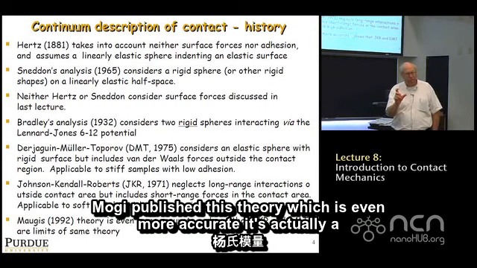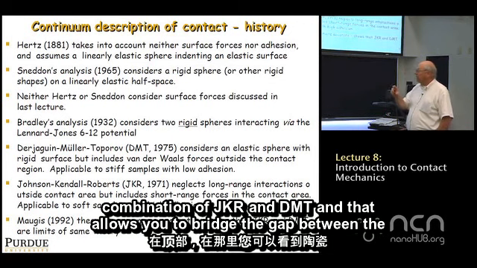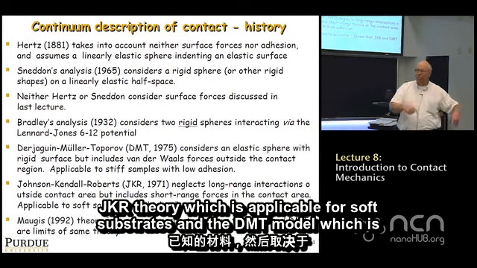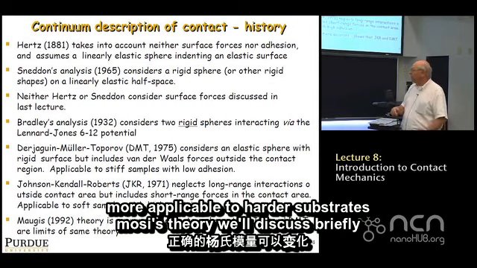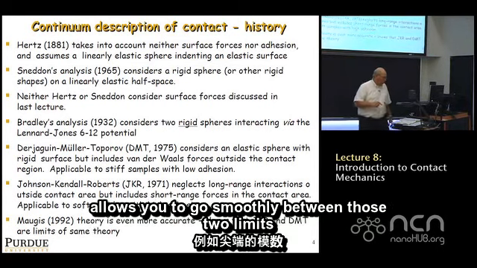It's actually a combination of JKR and DMT, and it allows you to bridge the gap between the JKR theory, which is applicable for soft substrates, and the DMT model, which is more applicable to harder substrates. Maugis's theory, we'll discuss briefly, allows you to go smoothly between those two limits.